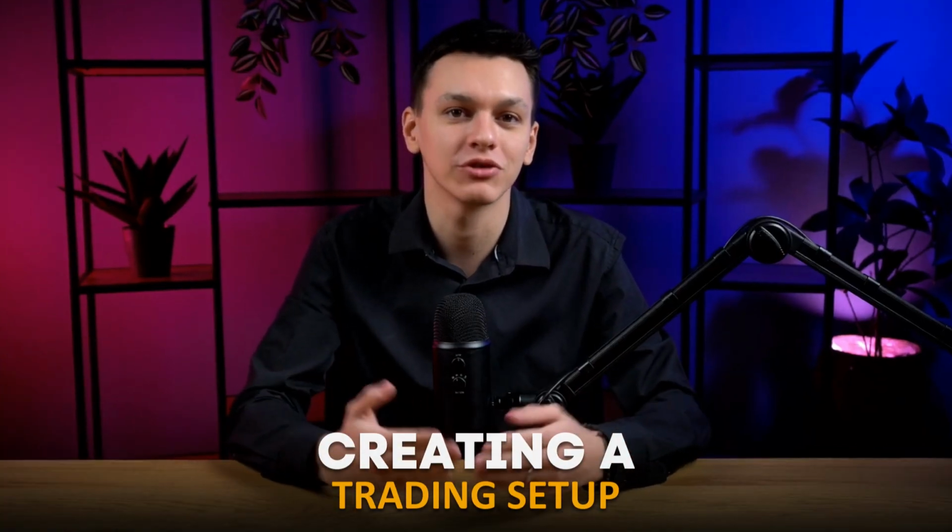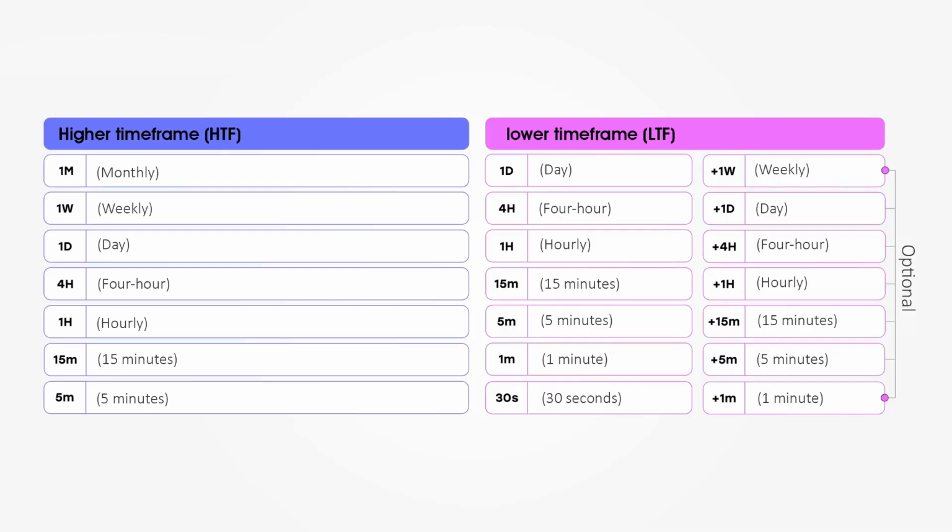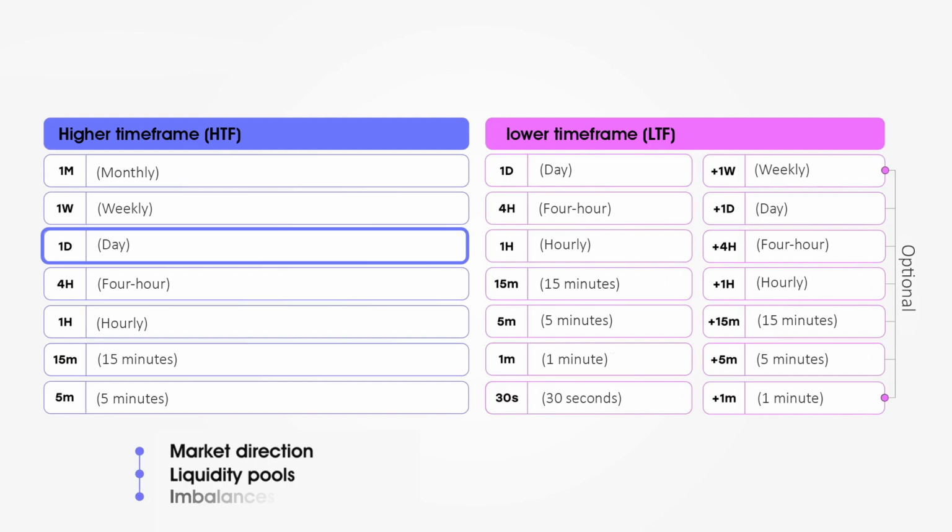Now let's move on to the next important stage: creating a simple and effective trading setup based on the imbalance formation. The table we mentioned earlier presents successful combinations of timeframes suitable for analyzing almost any chart. For example, starting with the daily timeframe, where the main work is done, you determine the overall market direction, key liquidity pools, and zones of unfilled imbalances.